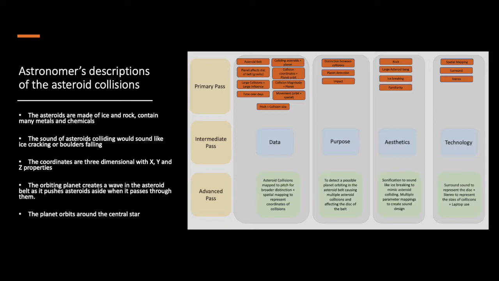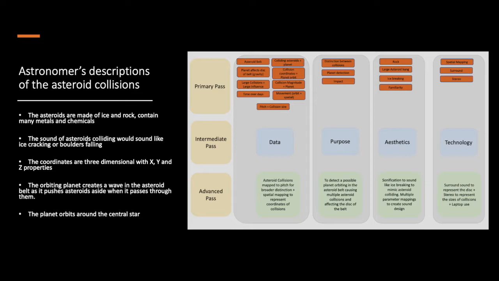AB also described the asteroid collisions and how these are probably caused by the movement of a planet. The gravitational influence of the planet as it spins on its own axis causes asteroids to be pushed out of the way and into each other.